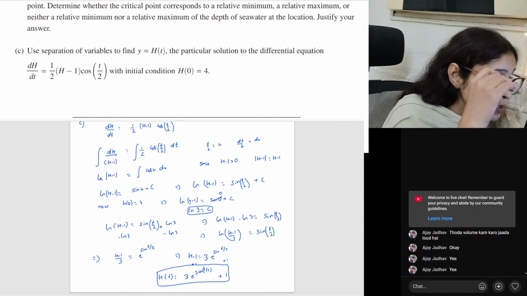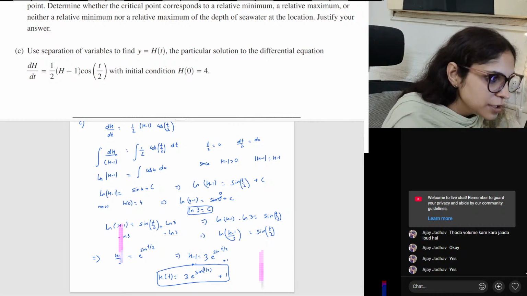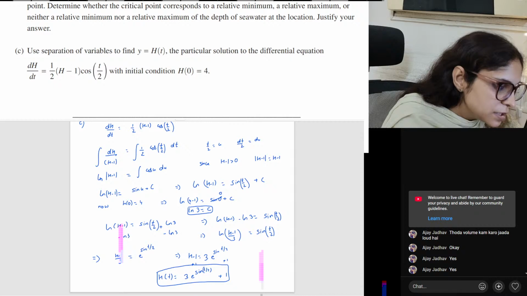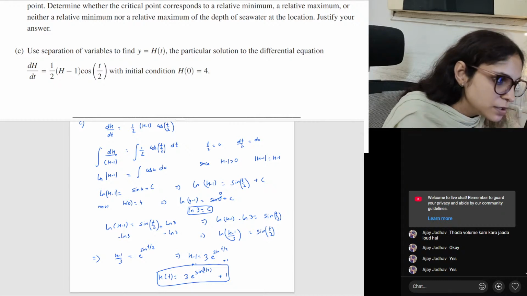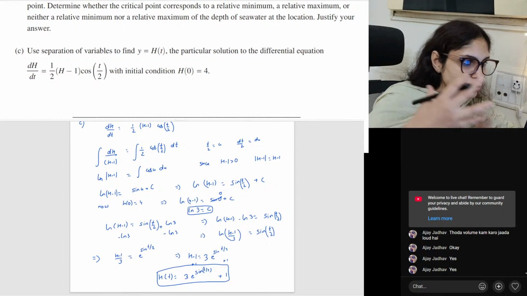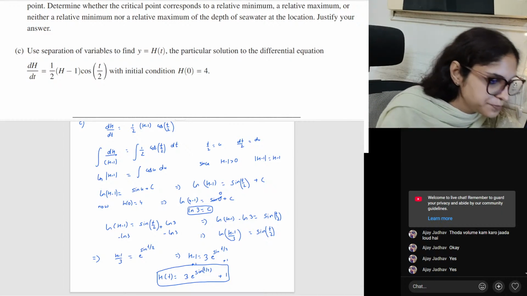So we are doing ln(h minus 1) is equal to sine(t over 2) plus c using the initial condition h of 0 is equal to 4. We are finding the value of c, that is ln 3. So ln(h minus 1) is sine(t over 2) plus ln 3. I'm bringing it to the other side. Now I will just show you the different ways that you can solve it.